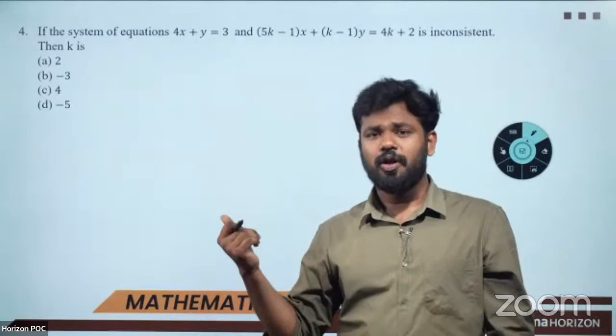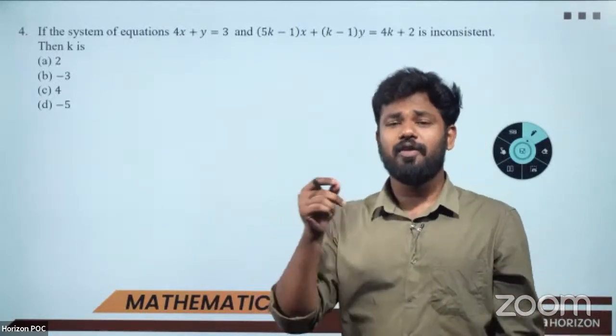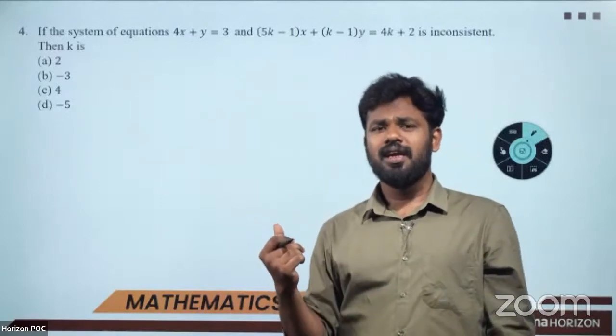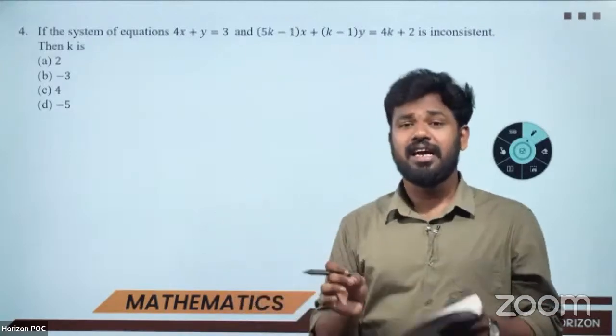But this chapter is not polynomials. It is the pair of linear equations. This question is coming from the pair of linear equations. And they are giving us a pair of equations, and they're saying it is inconsistent.